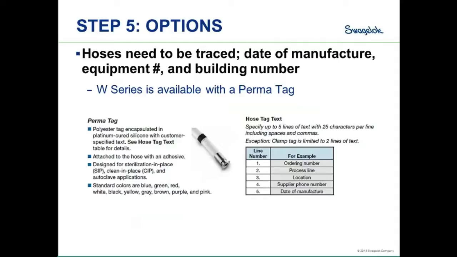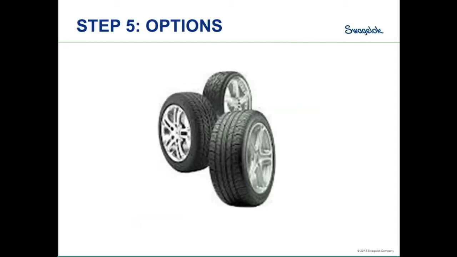And then lastly, the hose is available with different tags. So there's a Perma Tag here, which is a silicone banded label. It has 5 lines of text, 25 characters per word, and available in different colors. Good. Looks like we're going to be able to do all we need to do with this hose.